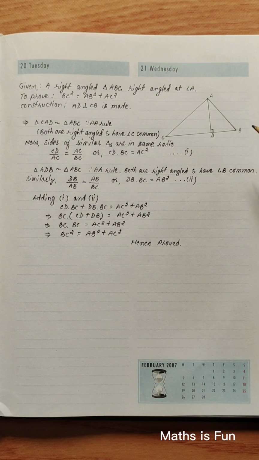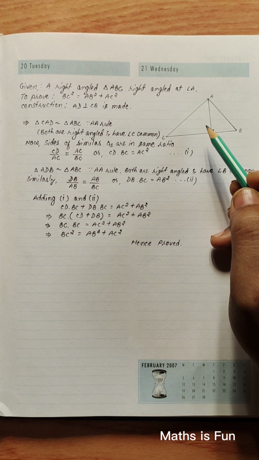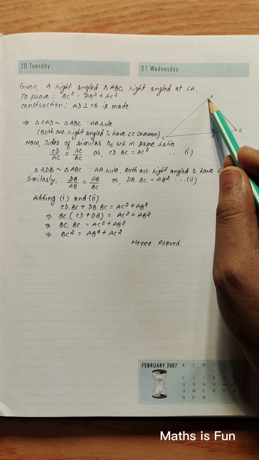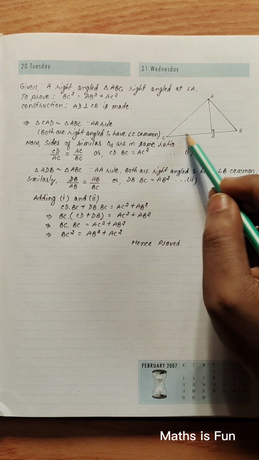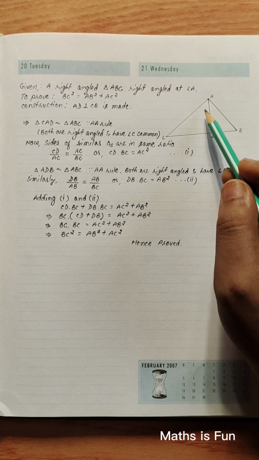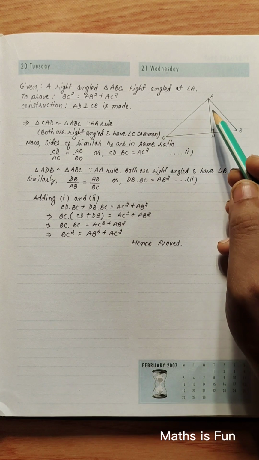Now in the third way to prove the Pythagoras theorem, we can use the properties of similar triangles to prove our point. So in this also we are given a right angled triangle ABC, right angled at A, and we have to prove that BC square, that is this is hypotenuse, so BC square equals AB square plus AC square. So what is the construction that we are doing in this?